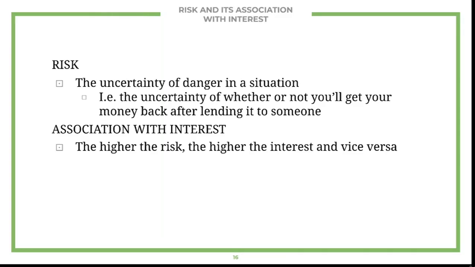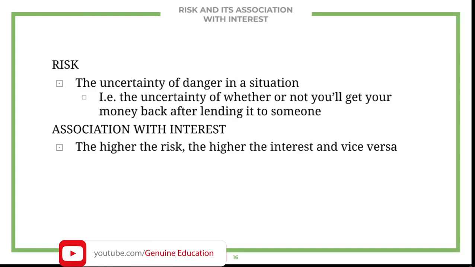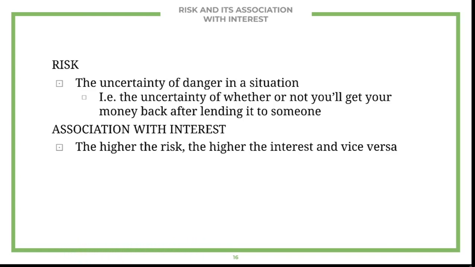So now let's talk about risk and how it's associated with interest. Risk is the uncertainty of danger in a situation. That's its general definition. In our case, it's the uncertainty of whether or not you're going to get your money back after lending it to someone. So here's how risk is associated with interest. The higher the risk, the higher the interest, and vice versa. So interest and risk are positively correlated.